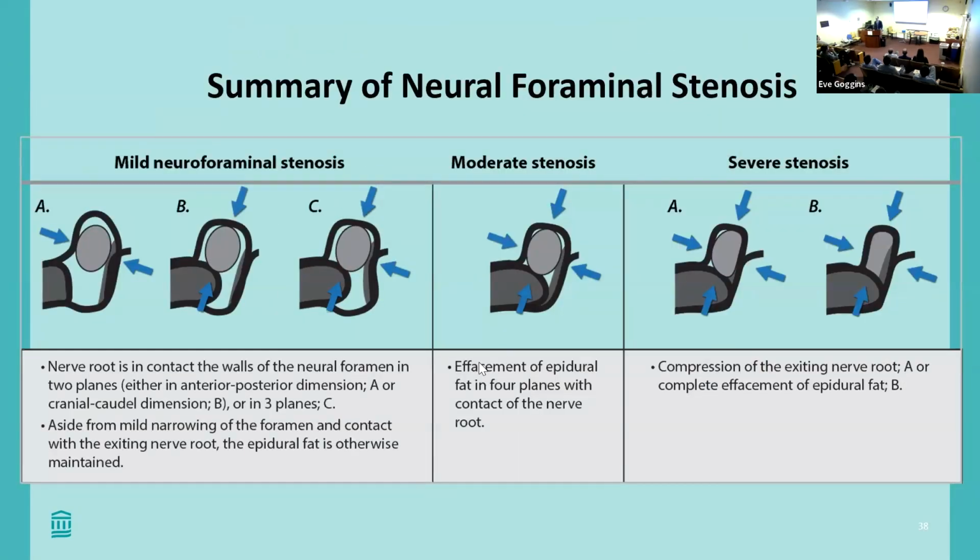Okay, so then as a summary, mild, touching on 2 planes or 3 planes, but with preservation of epidural fat. Moderate, touching on 2, 3, or 4 planes, but with effacement of epidural fat, partial effacement, and severe, either the nerve is compressed or completely effaced.